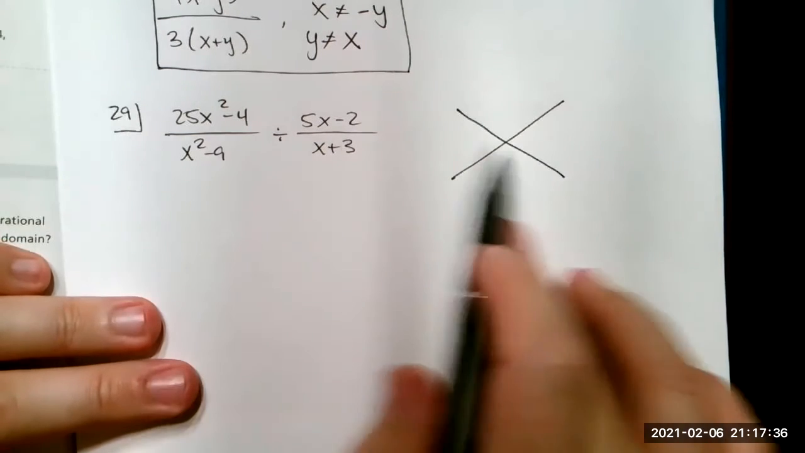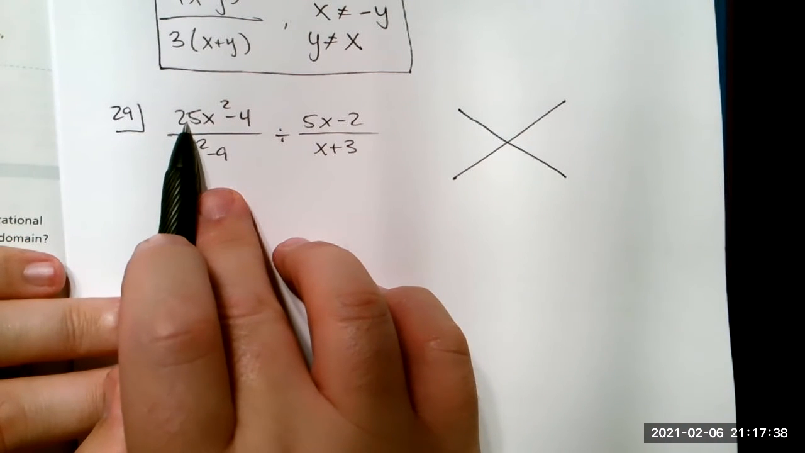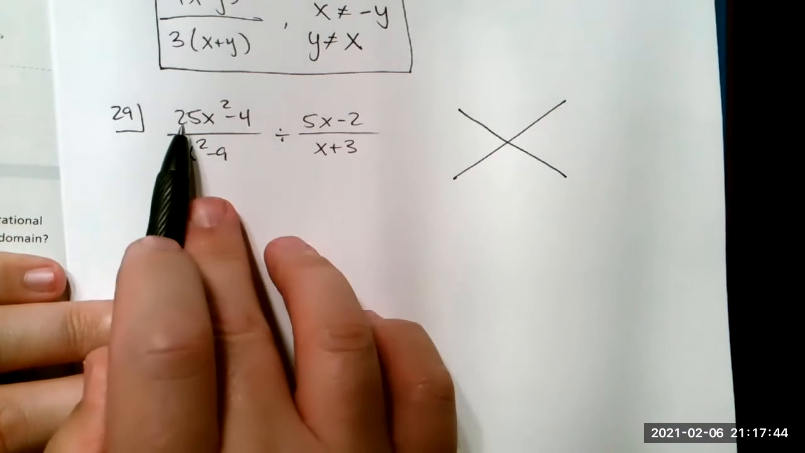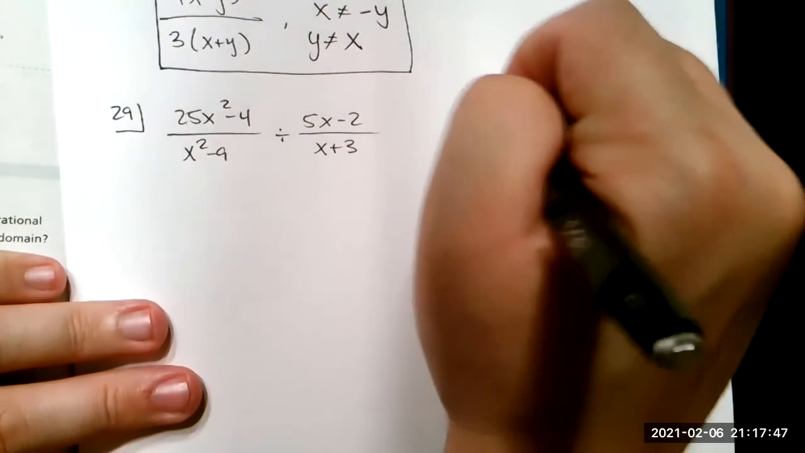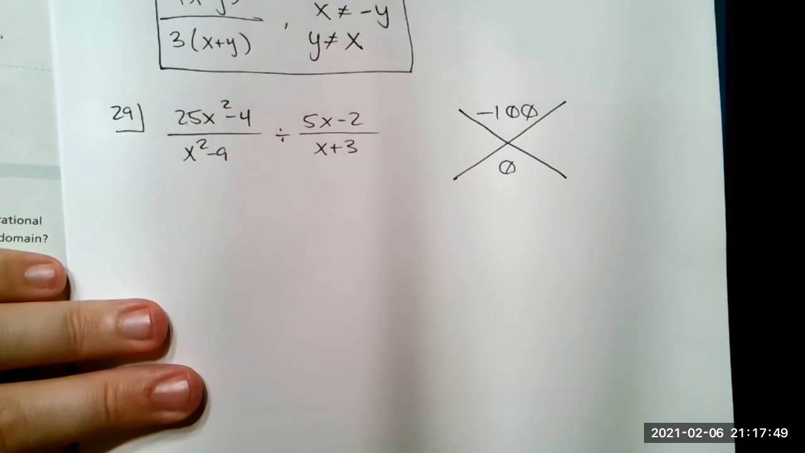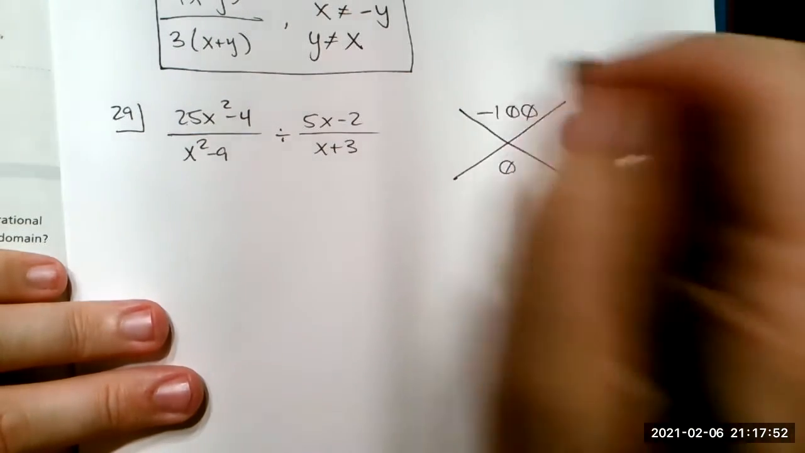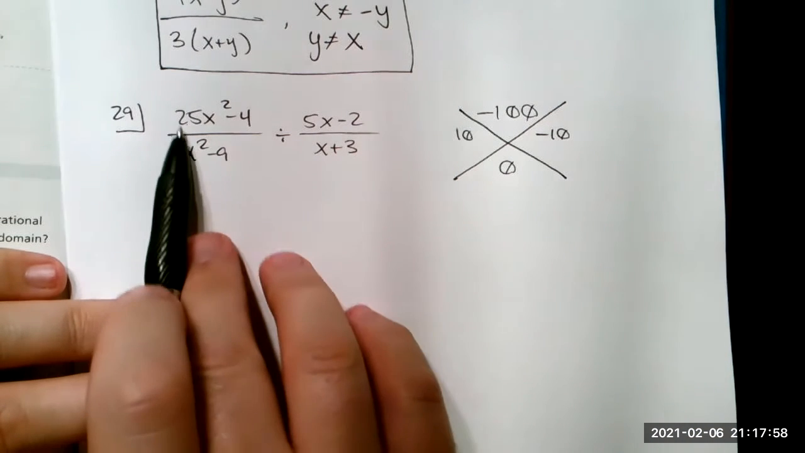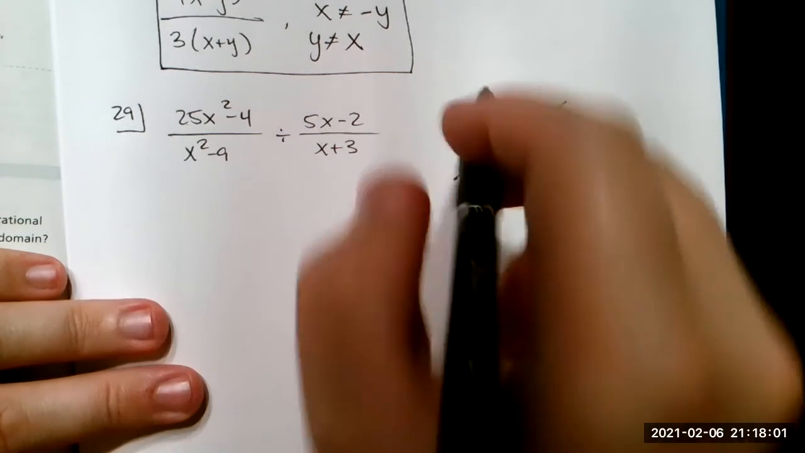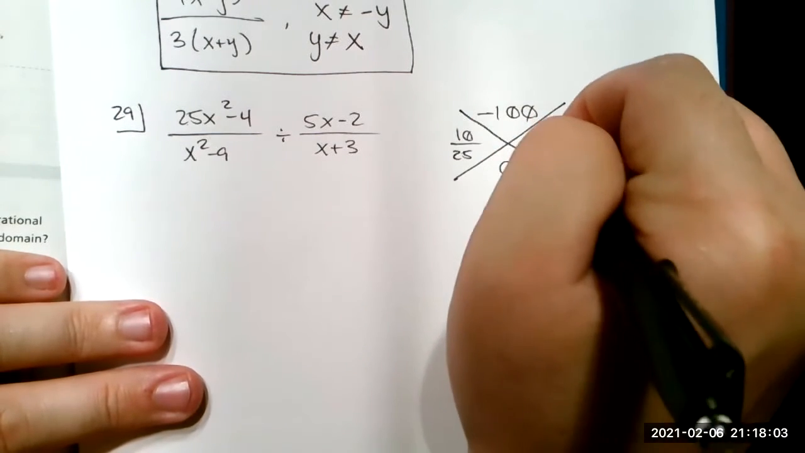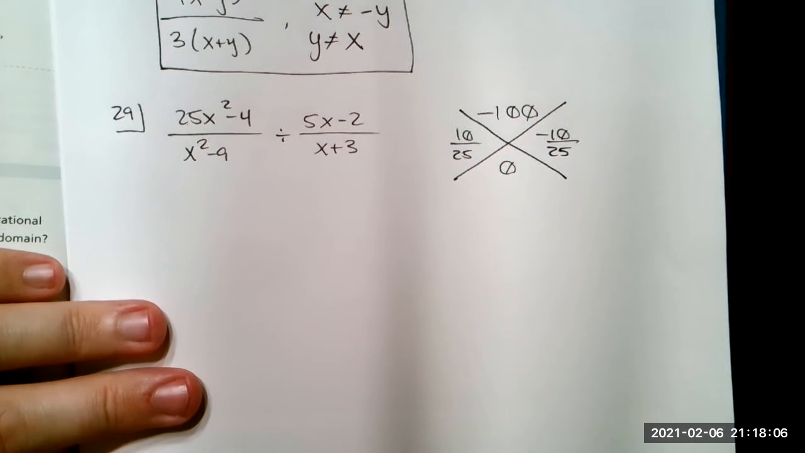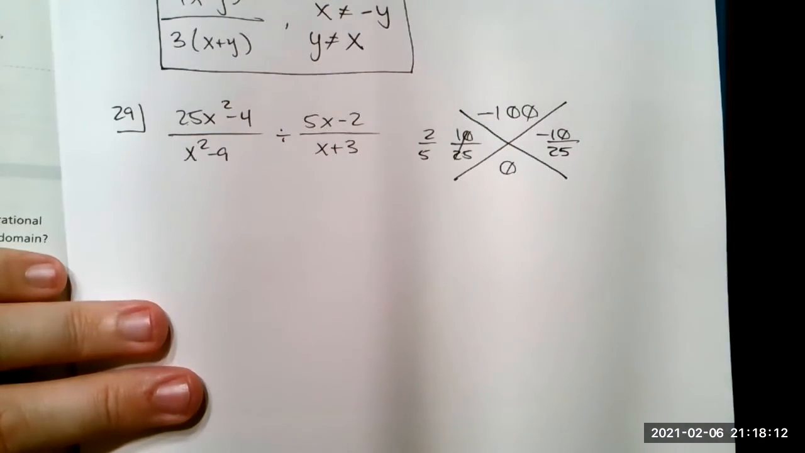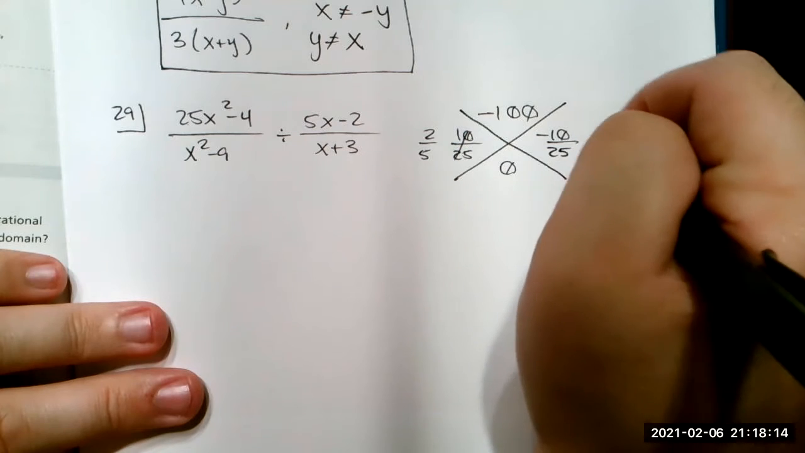I'm not comfortable doing that in my head, so I'm going to actually show my work. A is 25. B is 0, there's no x term here. And C is negative 4. So 25 times negative 4 is negative 100. B is 0. Two numbers that multiply to negative 100 but add to 0 are positive and negative 10. Just don't forget that you have to go back and divide by A. A in this case is 25. And then reduce. Always reduce if possible. 10/25 can reduce down to 2/5, and negative 10/25 can reduce down to negative 2/5.